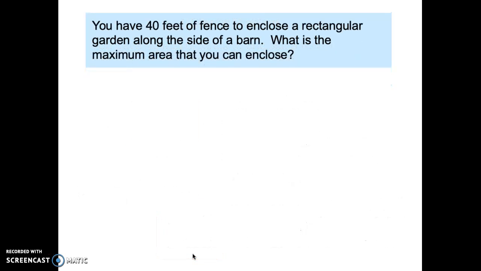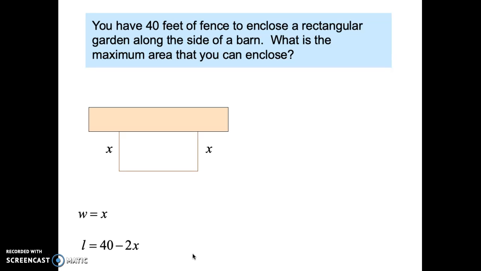Here's another problem. You have 40 feet of fence to enclose a rectangular garden along the side of a barn. What is the maximum area that you can enclose? W equals x. And this is the equation that we get for the length. So the area is this equation right here: A equals x times 40 minus 2x.